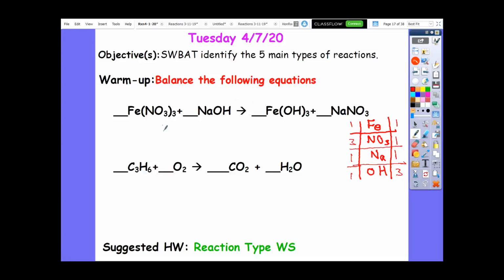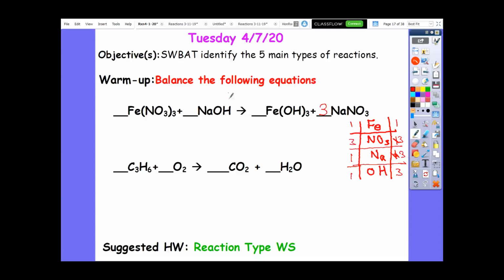I have 3 nitrates on this side, 1 nitrate here. So I'm going to put a coefficient of 3 here. So 3 times my 1 nitrate gives me 3 nitrates. But there's also a sodium here, so 3 times my 1 sodium gives me 3 sodiums. Shoot. Okay, my nitrates are nice and balanced, but by balancing my nitrates, I've unbalanced my sodiums. So I'm not going to go and now balance my hydroxides. I'm going to focus on my sodiums. I'm going to try and fix what I just broke.